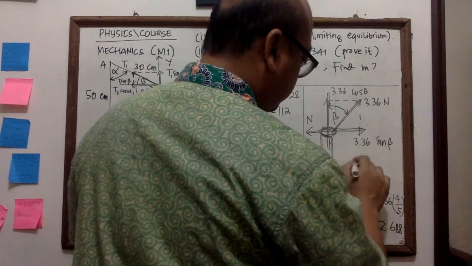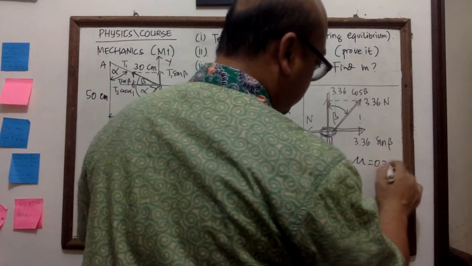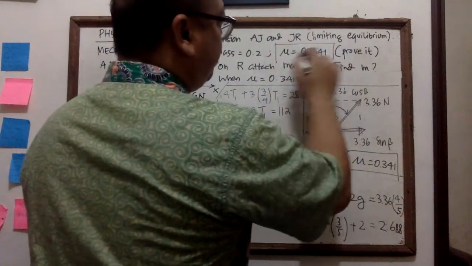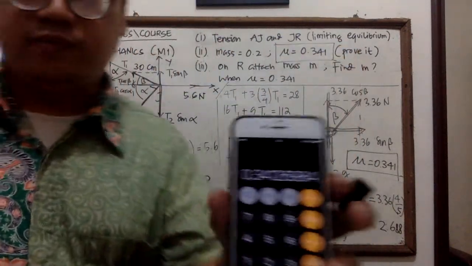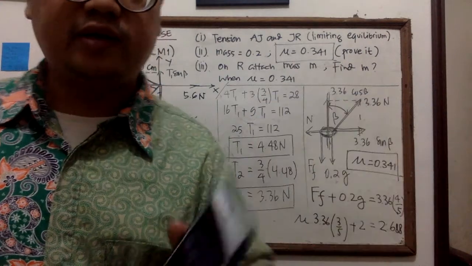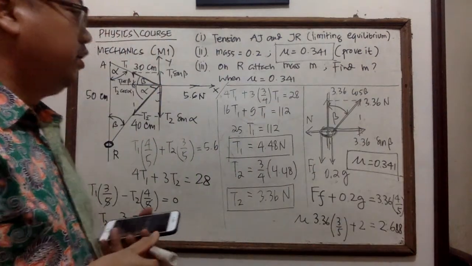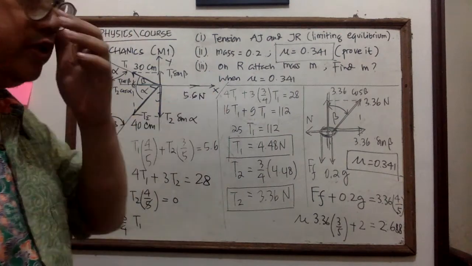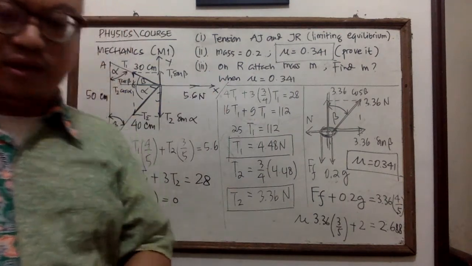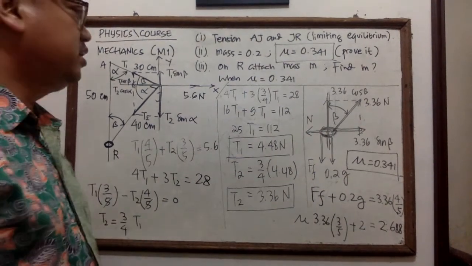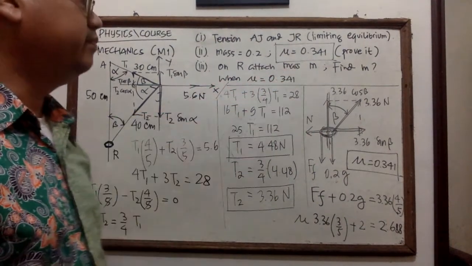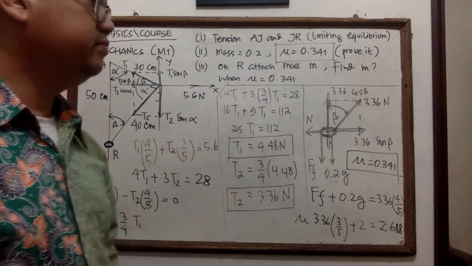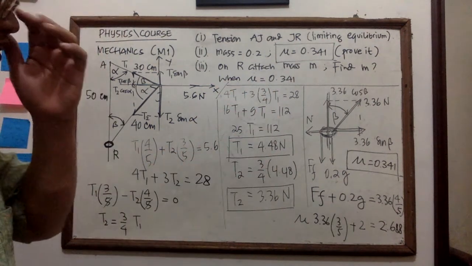Mu comes to 0.341. Finally, we have proved it, the same thing, 0.341 for mu. Okay, let's continue with question 3. Question 3 is, when we attach mass m, find m when mu is still the same, 0.341.